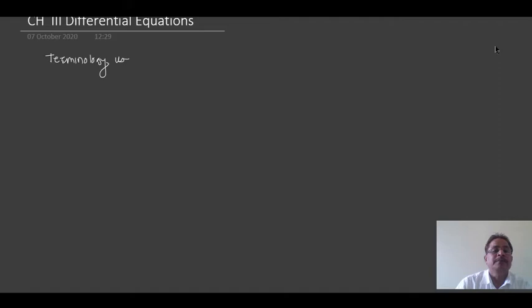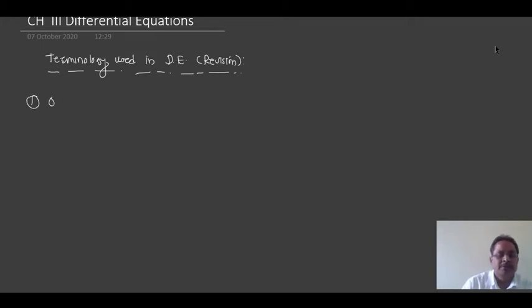Terminology used in differential equations. So this is a revision. Most of the things are known to you. We are not going to repeat each and everything, but what we will discuss is as follows. First of all, there is the order of a differential equation. So what is this?